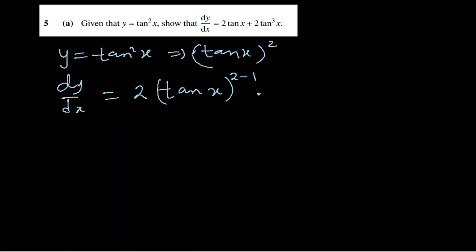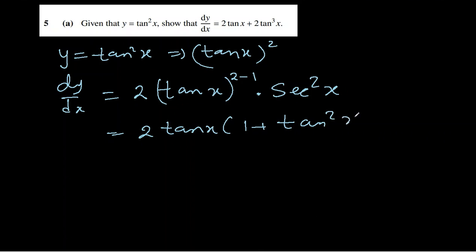10x had the exponent, right? So we'll differentiate 10x also. Differentiation of tan x is secant square x. So 2 tan x and secant square x will be 1 plus tan square x. The secant square x is 1 plus tan square x. That's the identity. You get this identity in your exam.